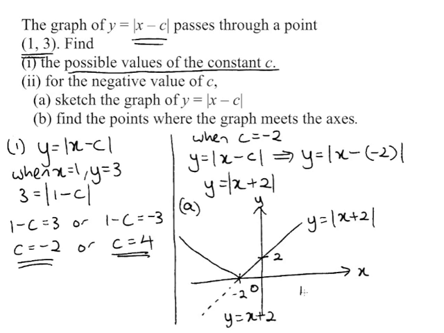And finally, for part B, find the points where the graph meets the axis. It meets the x-axis here, and the y-axis over here, and therefore it meets the axis at negative 2, 0, and 0, 2.